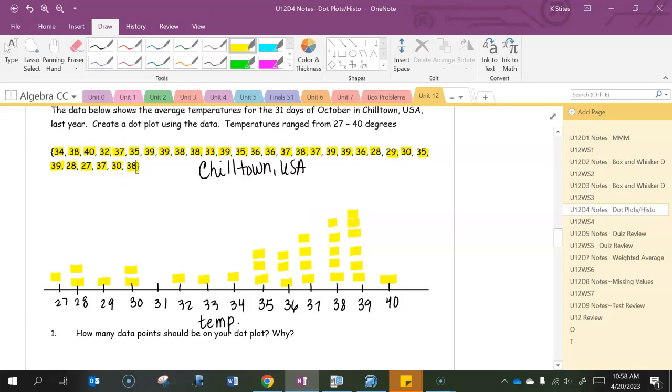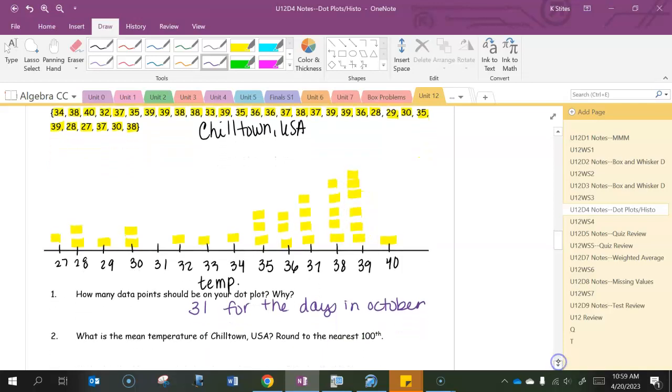And now how many points should be on your dot plot? Well, it said this was for the 31 days of October, so there should be 31 dots, hopefully. And it's probably good to check. 1, 2, 3, 4, 5, 6, 7, 8, 9, 10, 11, 12, 13, 14, 15, 16, 17, 18, 19, 20, 21, 22, 23, 24, 25, 26, 27, 28, 29, 30, 31. Oh, hooray. All right, so now we're going to find the mean temperature.